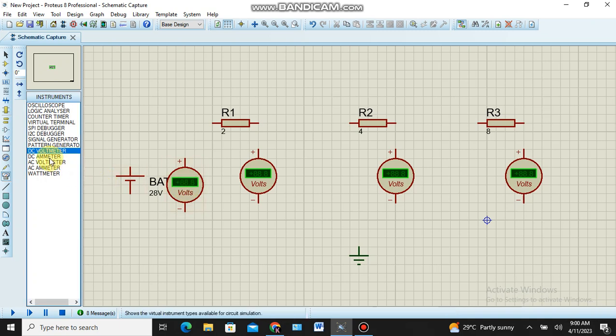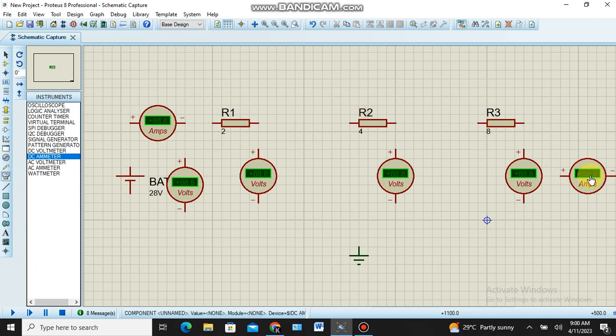So 1 ammeter is enough. 1 DC ammeter is enough. I can place the DC ammeter here. Why? Because the current flowing through this series circuit will be the same. 1 ammeter is more than enough to measure the current, but I have to prove the current flowing through the entire element will be the same. That's why I connect one more ammeter at the end.